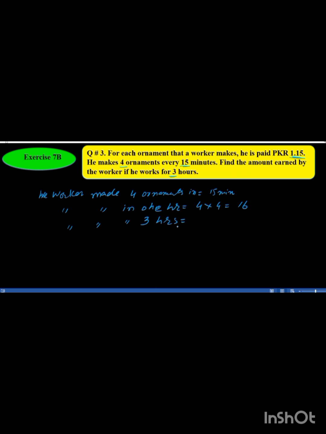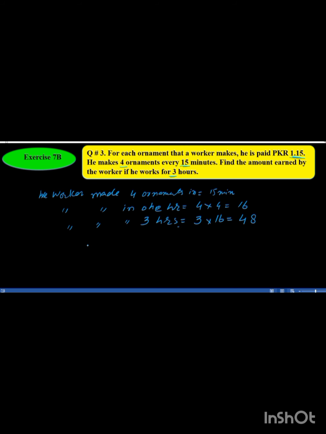I write the short form of hours, HRS. You can write the complete spelling of hours. Okay, so in 1 hour he can make 16. So how many total ornaments did he make in 3 hours? Simply you have to multiply 3 by 16, that is 48. Means in 3 hours he can make 48 ornaments.